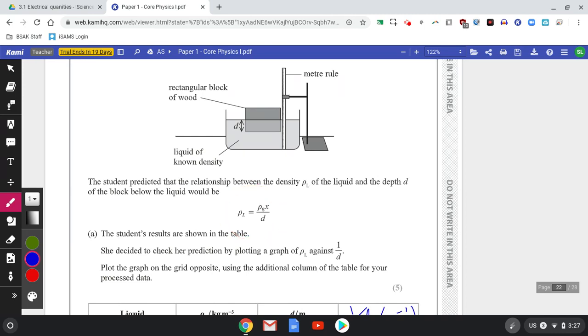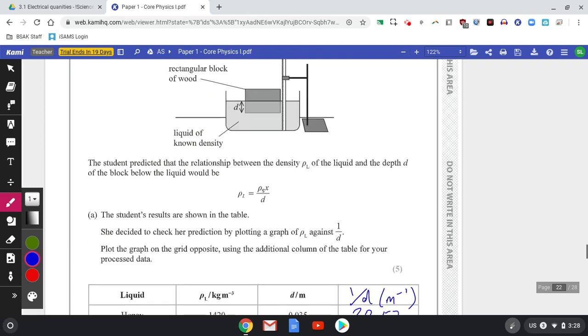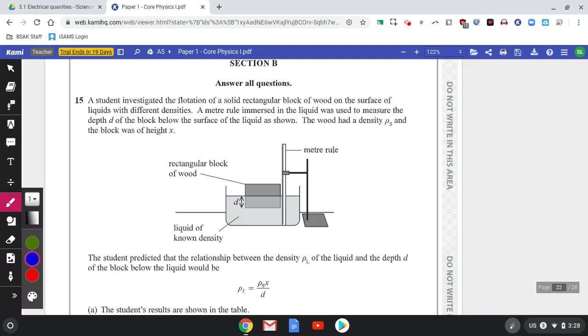A student predicted that the relationship between the density of the liquid, rho L, and the depth of the block will be given by this equation here, where rho s is a constant. That's the density of the block we're using. So we're keeping the same block, but we're varying our independent variable. The thing we're changing here is the density of the liquid. Because if you have a look here, we've got 5 different liquids to play with: honeycomb syrup, seawater, vegetable oil, and baby oil. Sounds like a really messy practical. Anyway, there's the equation there.